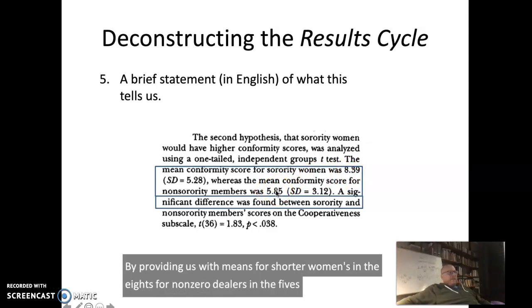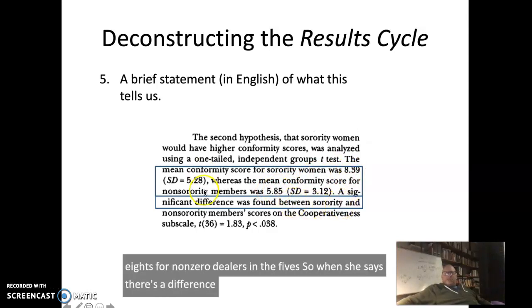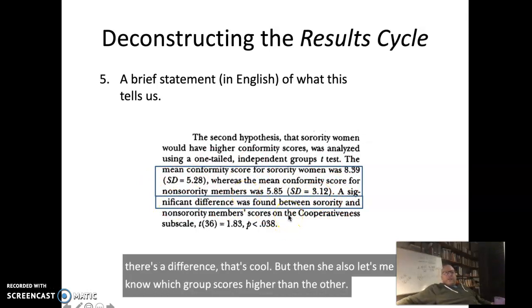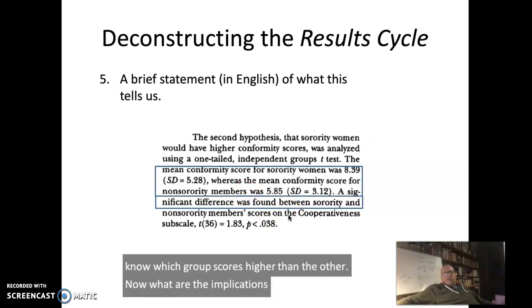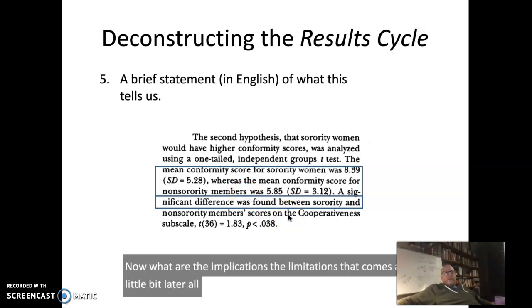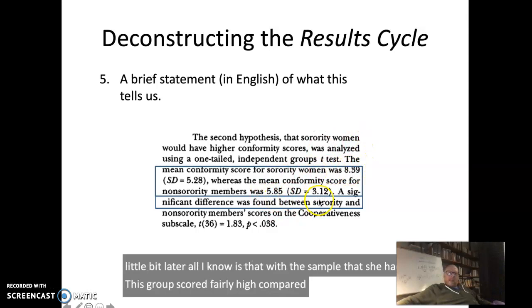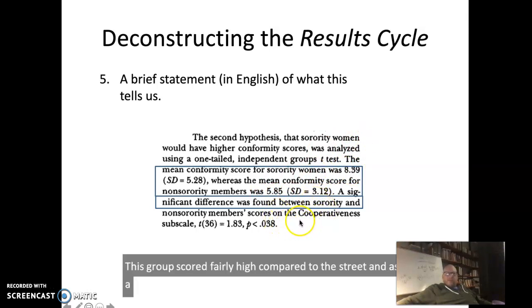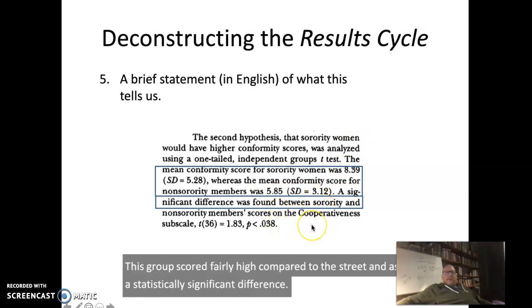So when she says there's a difference, that's cool, but then she also lets me know which group scores higher than the other. Now, what are the implications and the limitations? That comes a little bit later. All I know is that with the sample that she had, this group scored fairly high compared to this group. And that's a statistically significant difference. All right, it's a results cycle.